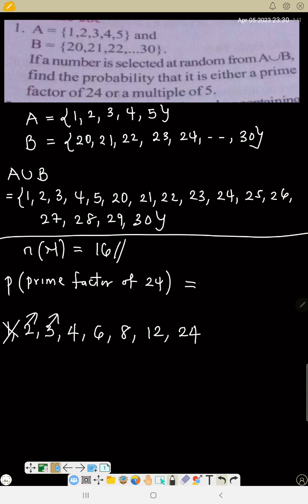3 is a prime. 4 is not a prime. 6 is not a prime. 8 is not a prime. 12 is not a prime. 24 is not a prime. So the prime factors of 24 are 2 and 3.